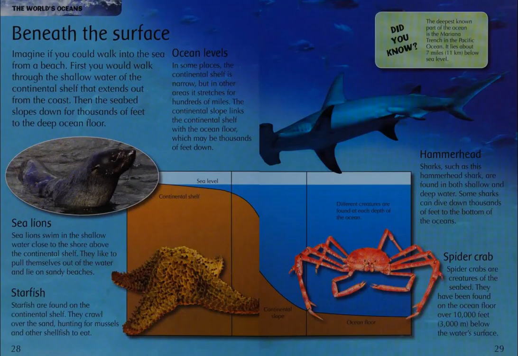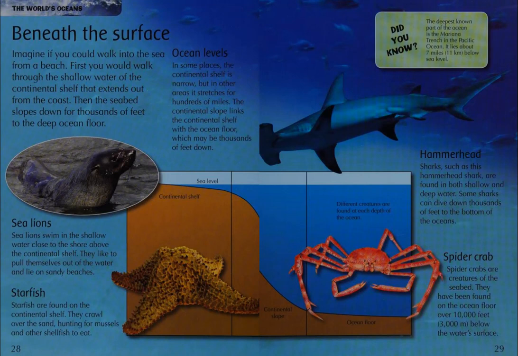Beneath the surface. Imagine if you could walk into the sea from a beach. First you would walk through the shallow water of the continental shelf that extends out from the coast. Then the seabed slopes down for thousands of feet to the deep ocean floor.